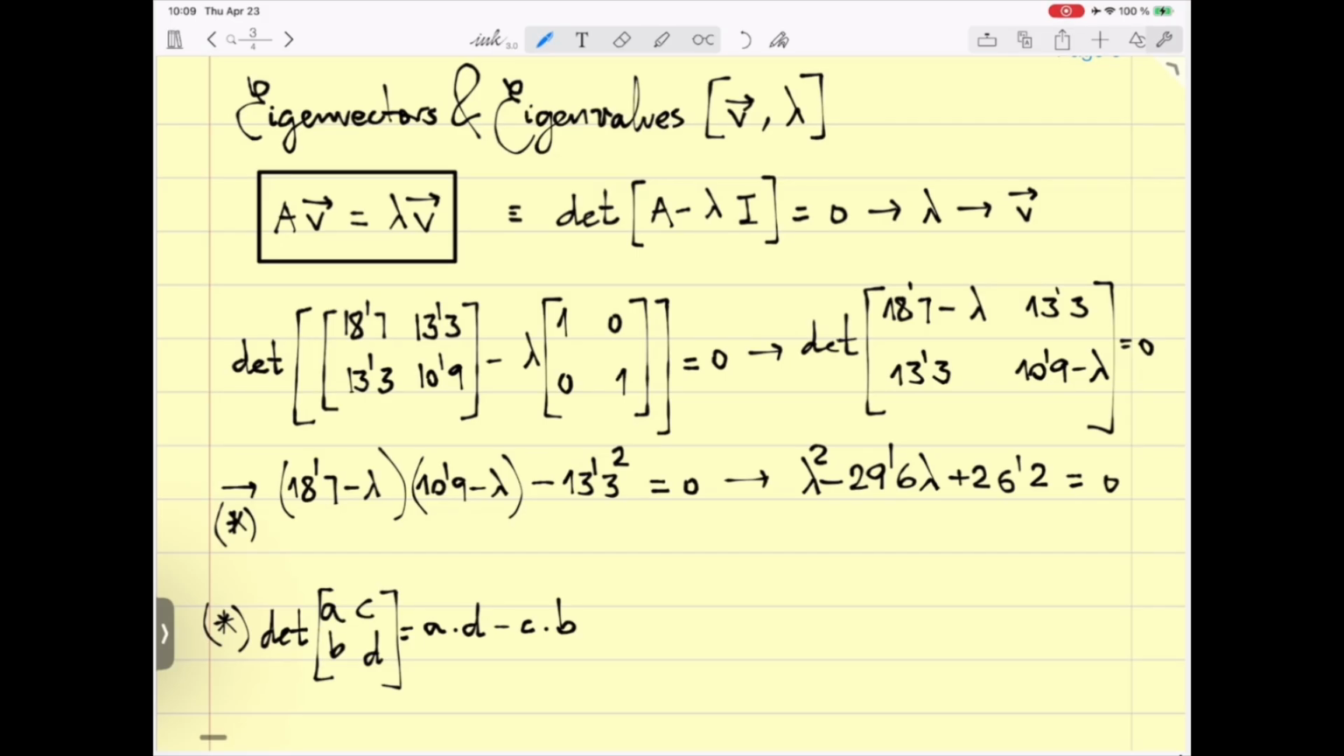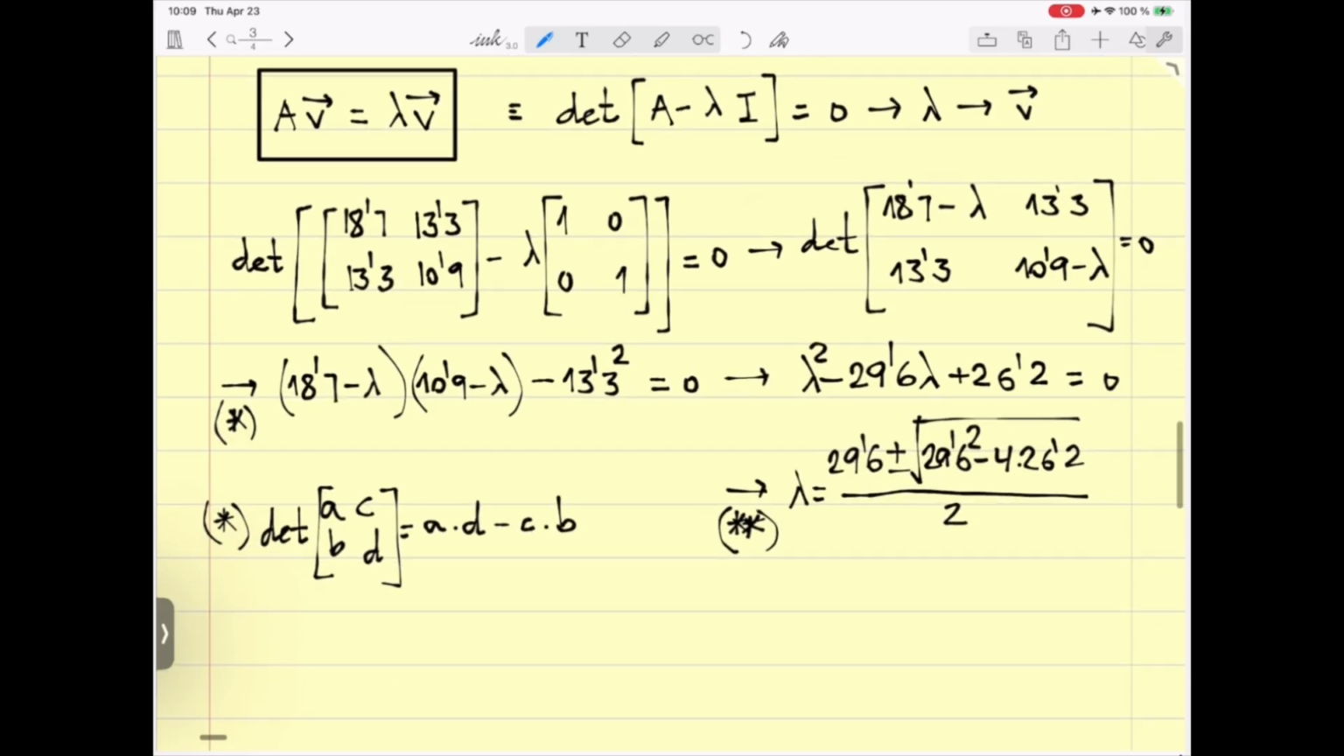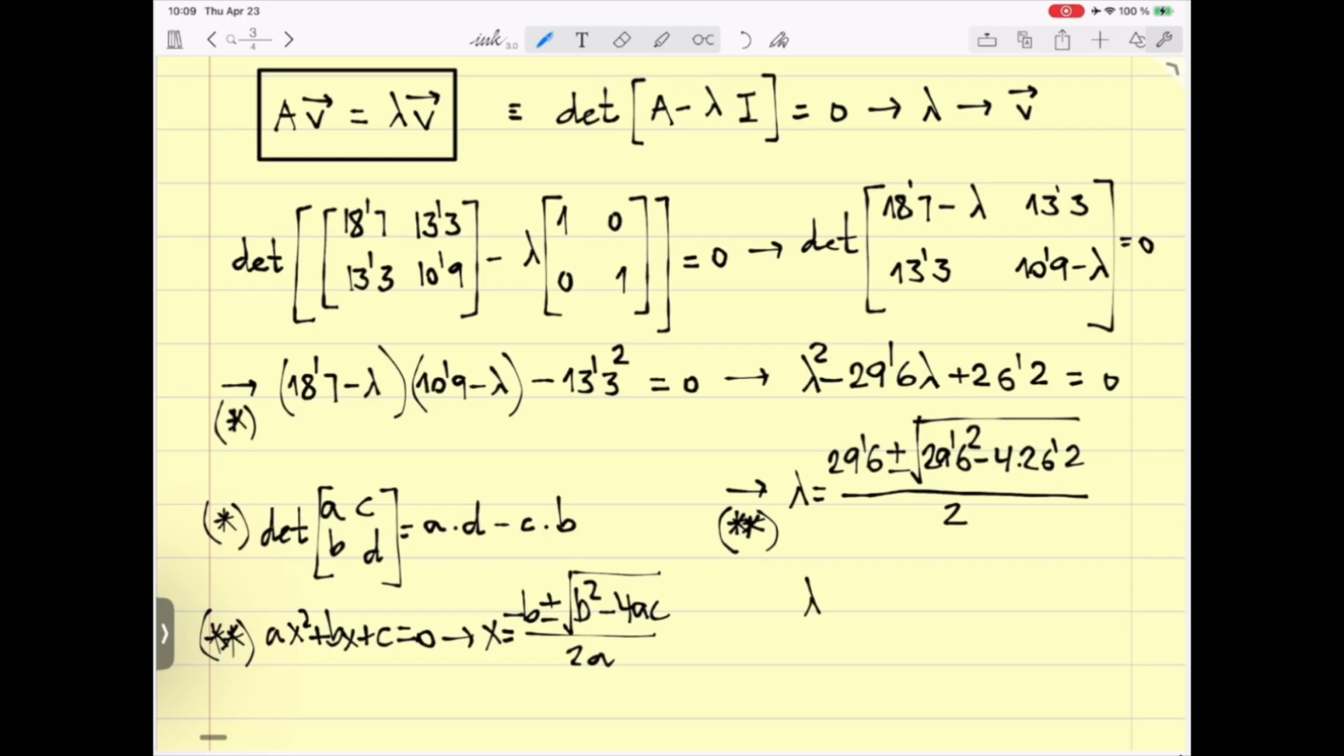This is then going to yield lambda equals 29.6 plus minus the square root of 29.6 square minus 4 times 26.2, divided by 2. This is because when we have a quadratic equation, again, this is very basic, then the roots of this polynomial are minus b plus minus the square root of b squared minus 4 times ac, divided by 2a. Okay, so if we solve this, we get two values of lambda: lambda 1 with the plus is 28.7, lambda 2 with the minus is 0.9.